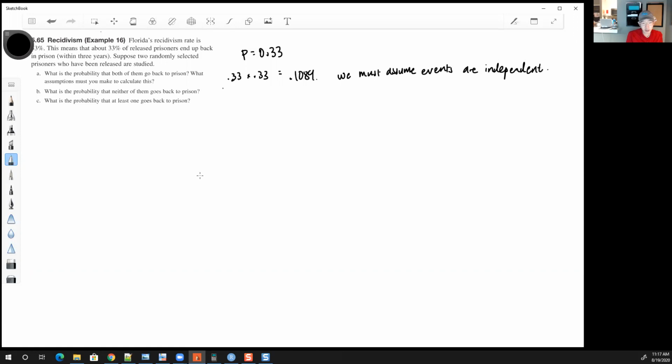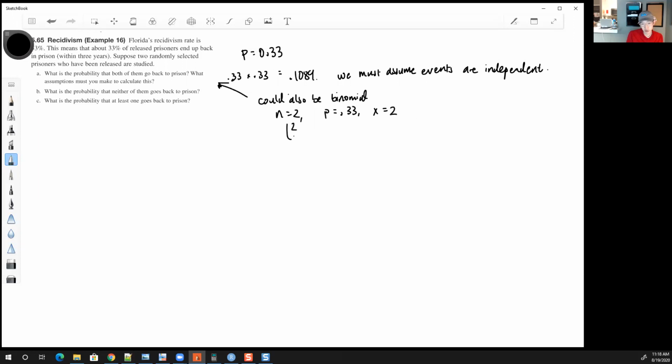Okay. I mean, this technically could also be treated as binomial. You could do it as n equal to 2. So let me just write this out, okay? It could also be binomial, and you're going to get the exact same answer. You can do n equal to 2, p equal to 0.33, and x, in this case, both go back to prison. X will be 2.